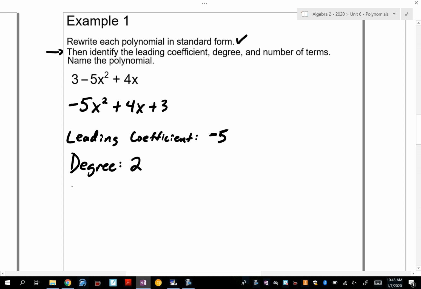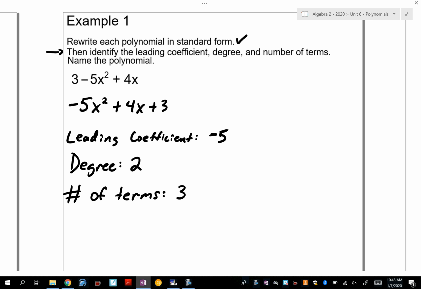Now, let's do the last part before we name it. For the number of terms, Nathan, how many terms are there in this polynomial? There are 3. Very good. You have negative 5x squared is one term, 4x is a second term, and then the 3 is the third term. Very good, Nathan.